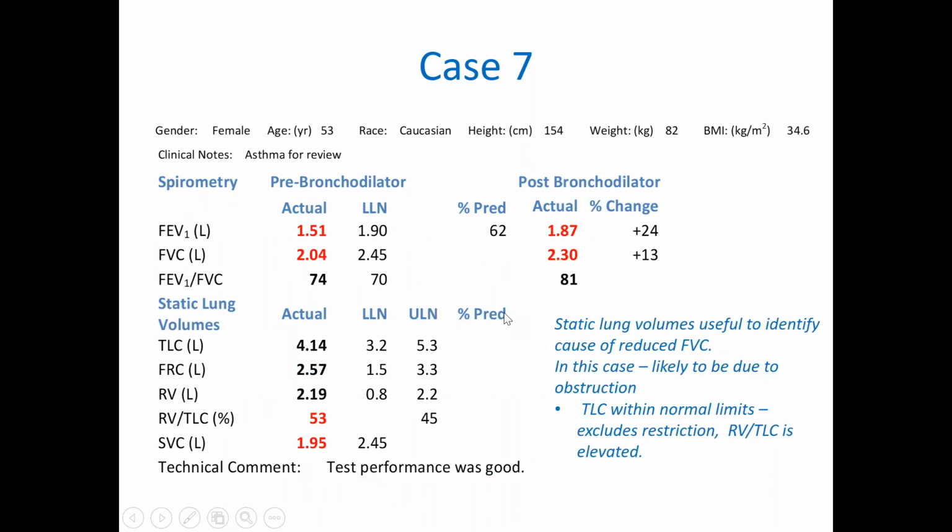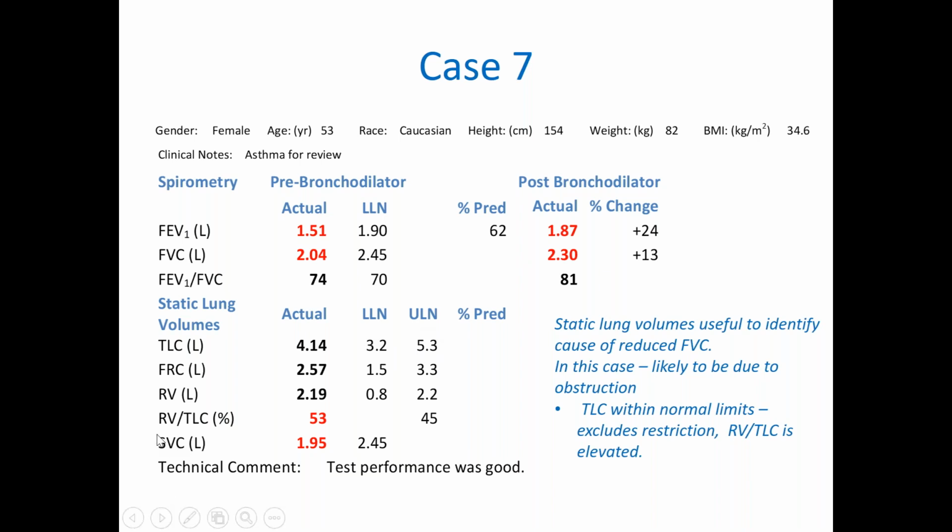In this case, we can measure what are called static lung volumes and look at the total lung capacity, which is this top parameter here. Total lung capacity tells us the total size of the lungs, and if it's within the normal range, here's the lower limit of normal and here's the upper limit, then that suggests that there is no restriction.